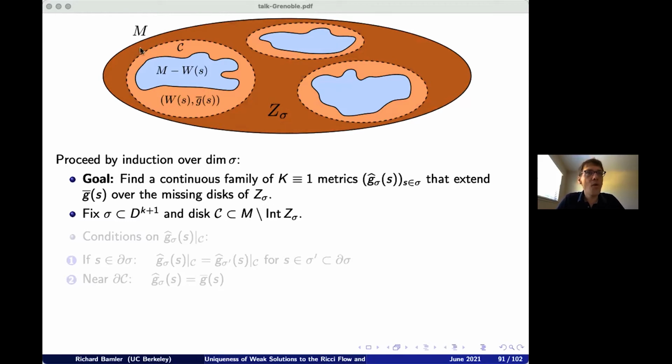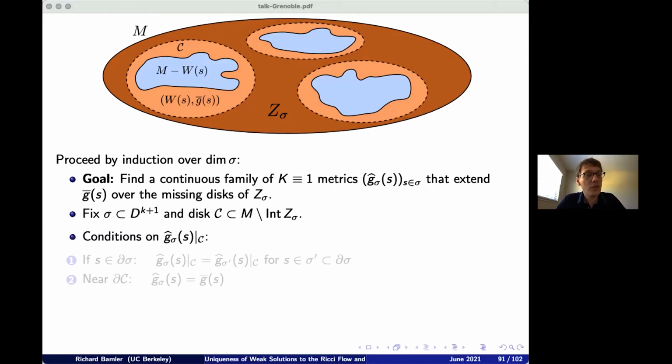So I really only need to make choices on these disks, right? And the construction will be independent over each of these disks. So let me just fix one disk here, okay? So I need to say what the constant curvature metric is on this disk for a fixed sigma and S being contained in that fixed sigma.